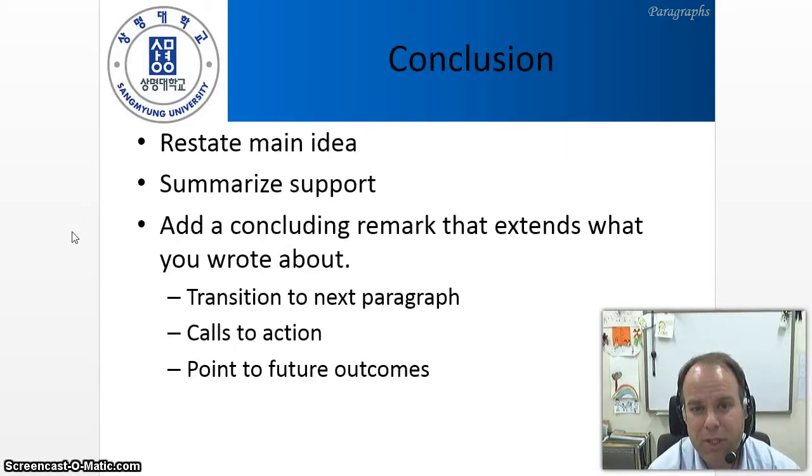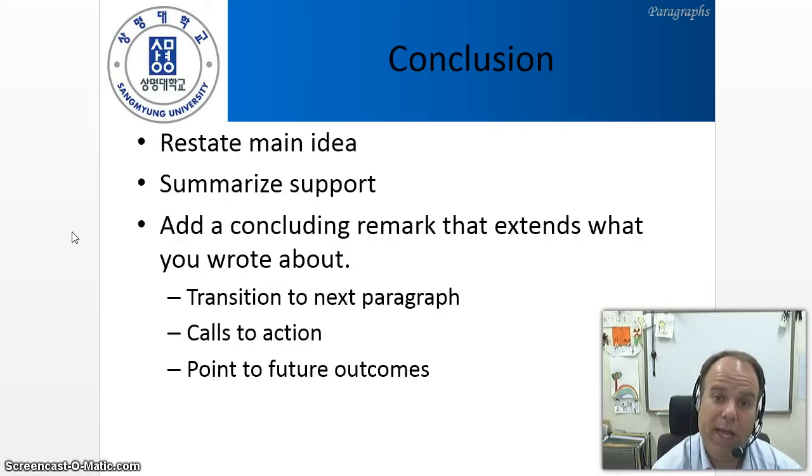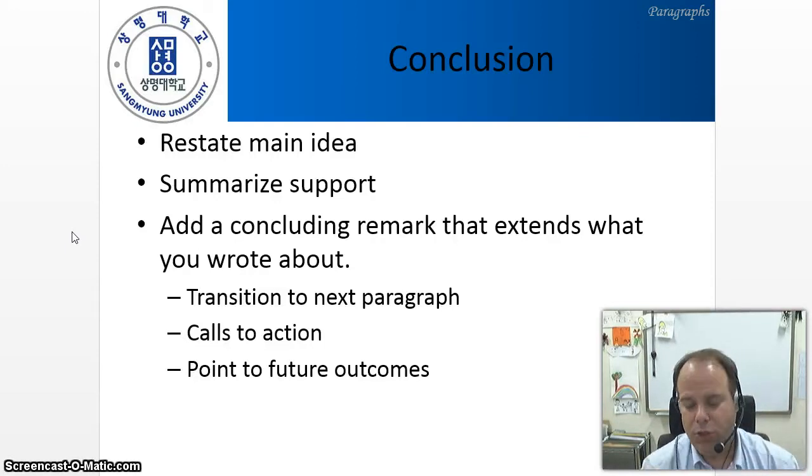Last is the conclusion. The conclusion most often restates the main idea, so it says the main idea again, just in a different way. It could summarize the supporting ideas, so put them together in one word or phrase. You could add a concluding remark that extends what you wrote about, so you could transition to the next paragraph. You can call to action. Call to action says, because of this information, you should do this, right? Or next, go do this.